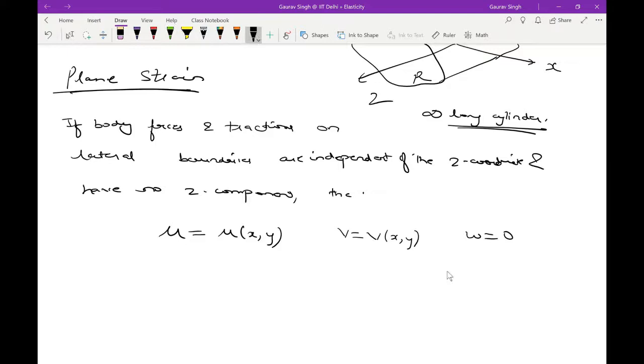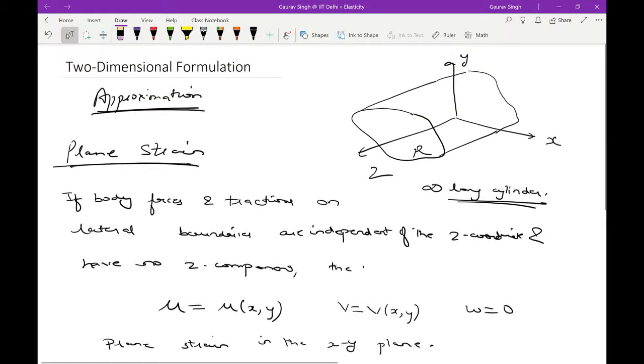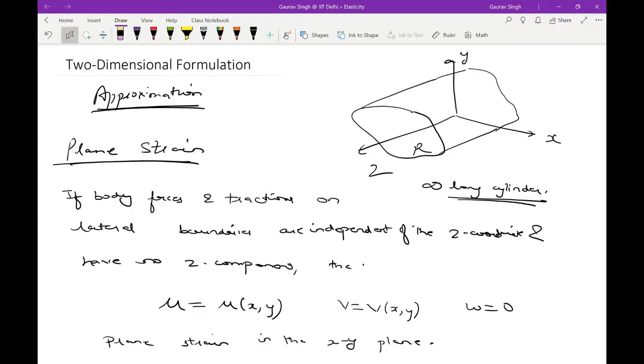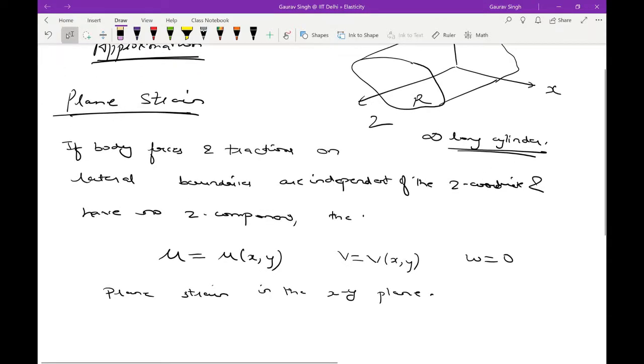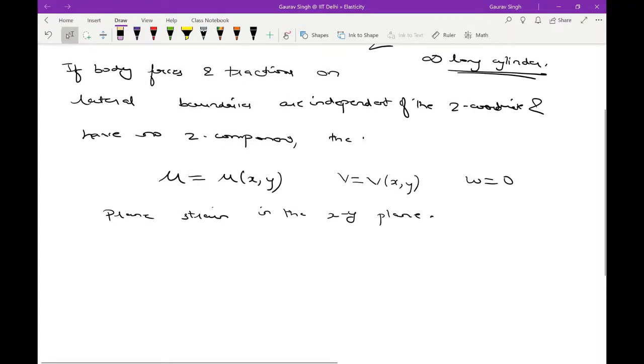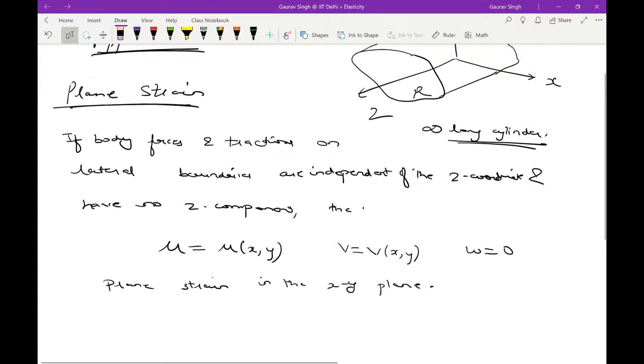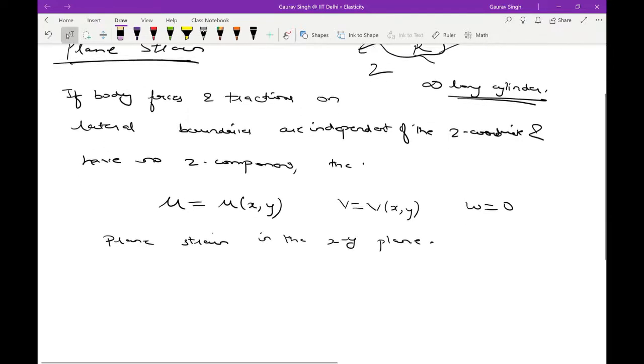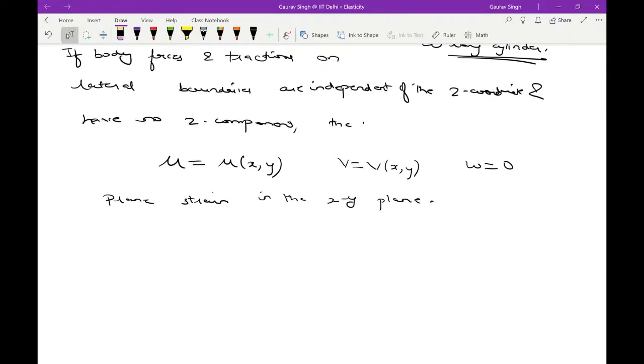Okay, so this is obviously plane strain in the XY plane. You can clearly see what the XY plane would be over here. So the region R is already shown, and from the XYZ coordinate system you have been reduced to an XY two-dimensional coordinate system.